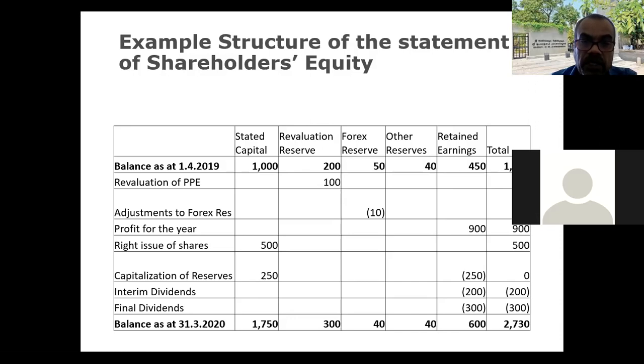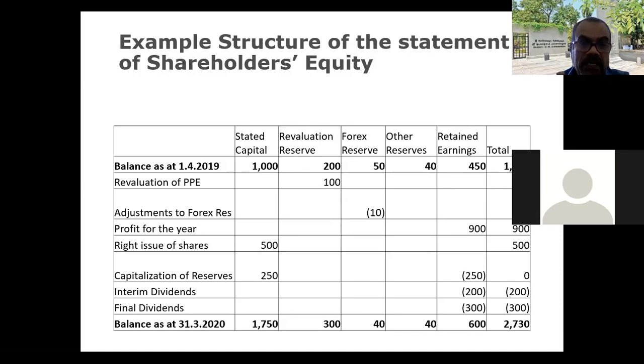So from that perspective, in the case of revaluation reserve, the entire value has not been realized. In the case of forex, also unrealized. Other reserves are realized. So don't worry that much about whether it has been realized or not, but they are reserves. This is the presentation requirement. You need to show the movement.